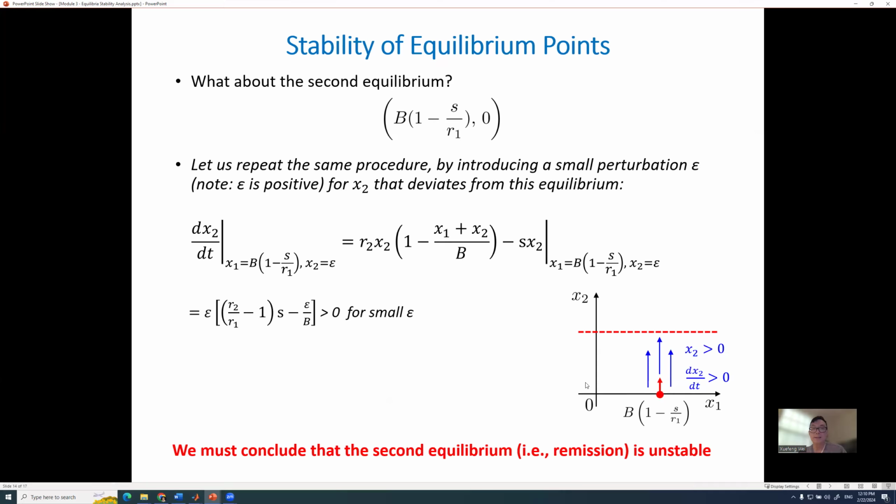So in this case, we call the equilibrium point where the healthy cells win an unstable condition, because any perturbation in this strip here will push the solution away from the equilibrium. So we conclude that the remission state is an unstable condition.